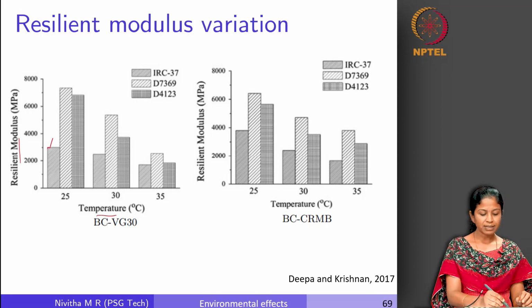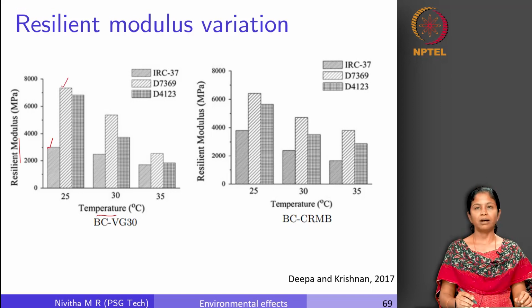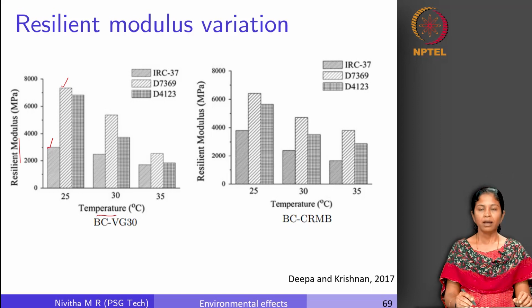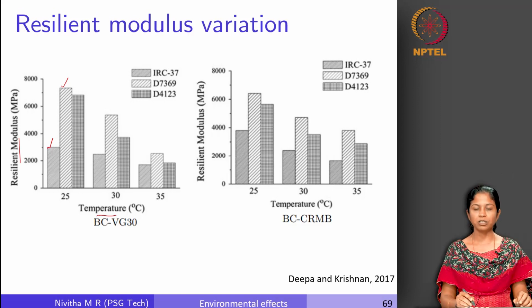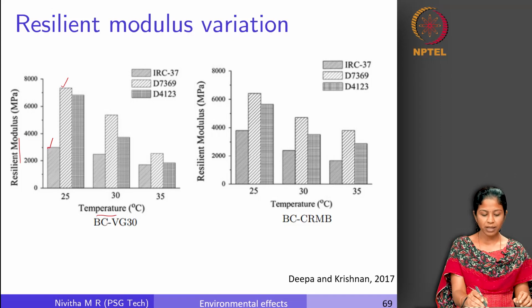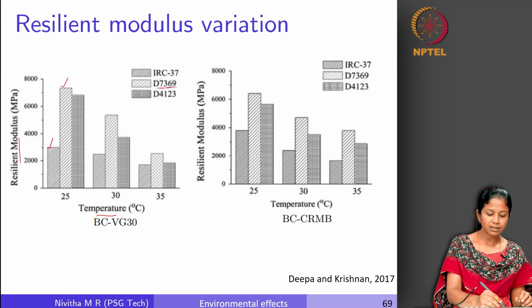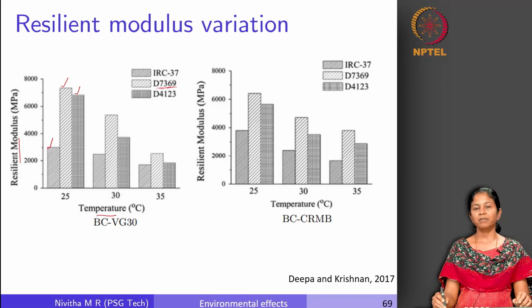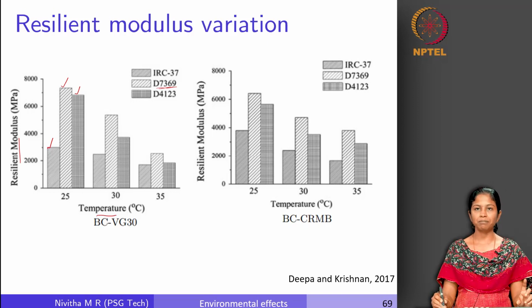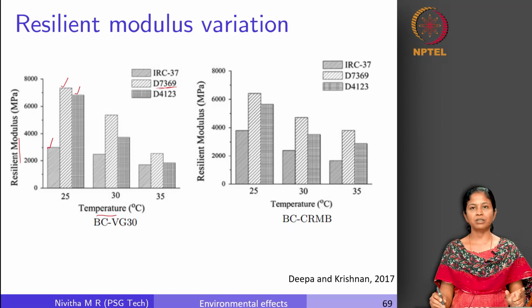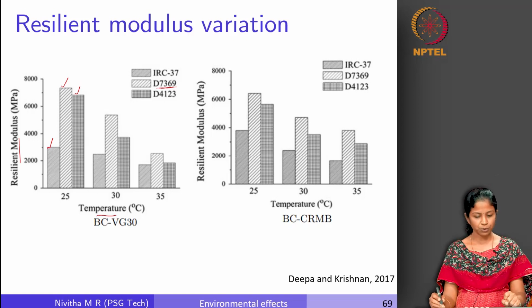We can see here this is the value given in IRC 37, right. This is the value given in ASTM D7369. In one of the previous lectures we have seen how to compute the resilient modulus value from ASTM D7369. Similarly, this is the value from 4123, wherein the vertical deformation is not measured, only the horizontal deformation is measured and a Poisson's ratio is assumed, right.